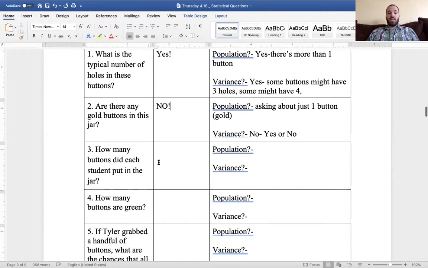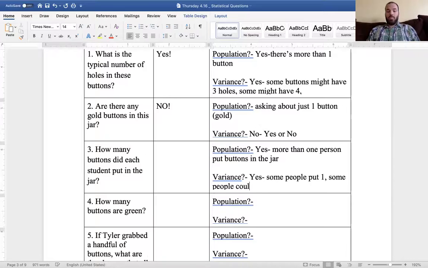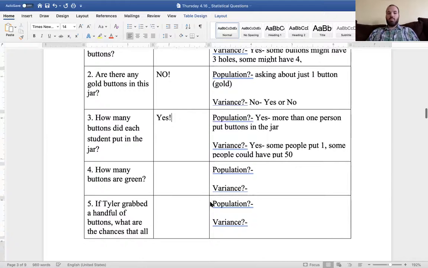How many buttons did each student put in the jar? Are we talking about a population? Yes. More than one person put buttons in the jar. Is there variance? I'm going to assume yes, there is variance. Some people put 1. Some people could have put 50, but I'm going to assume there is variance here because different people would put a different amount. Yes.